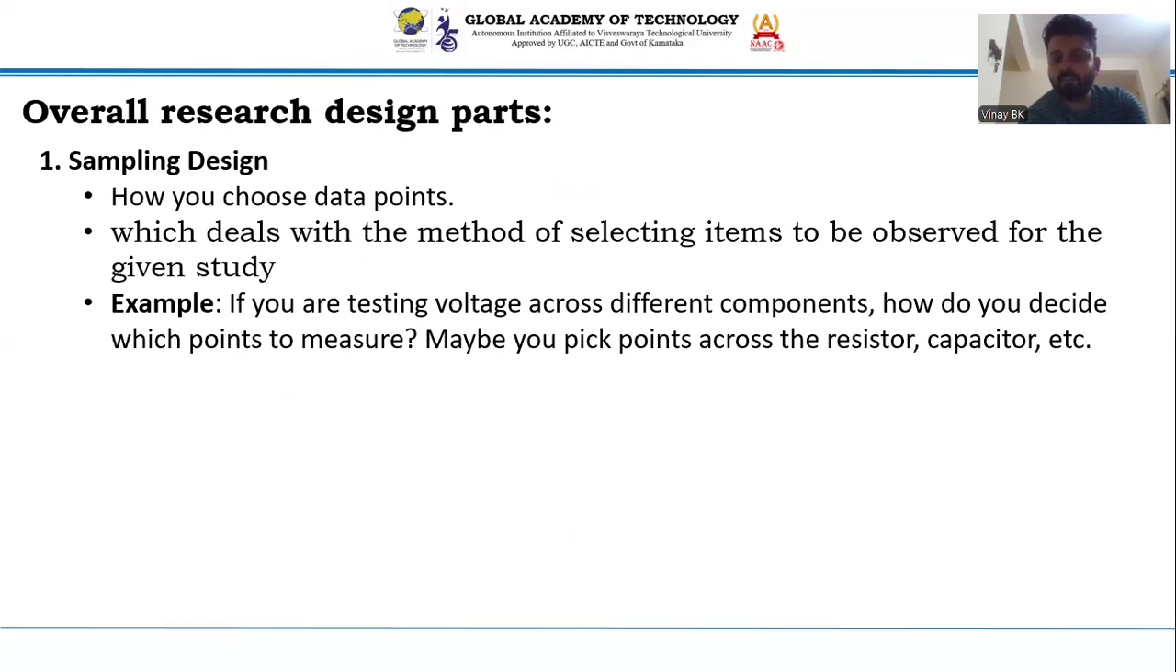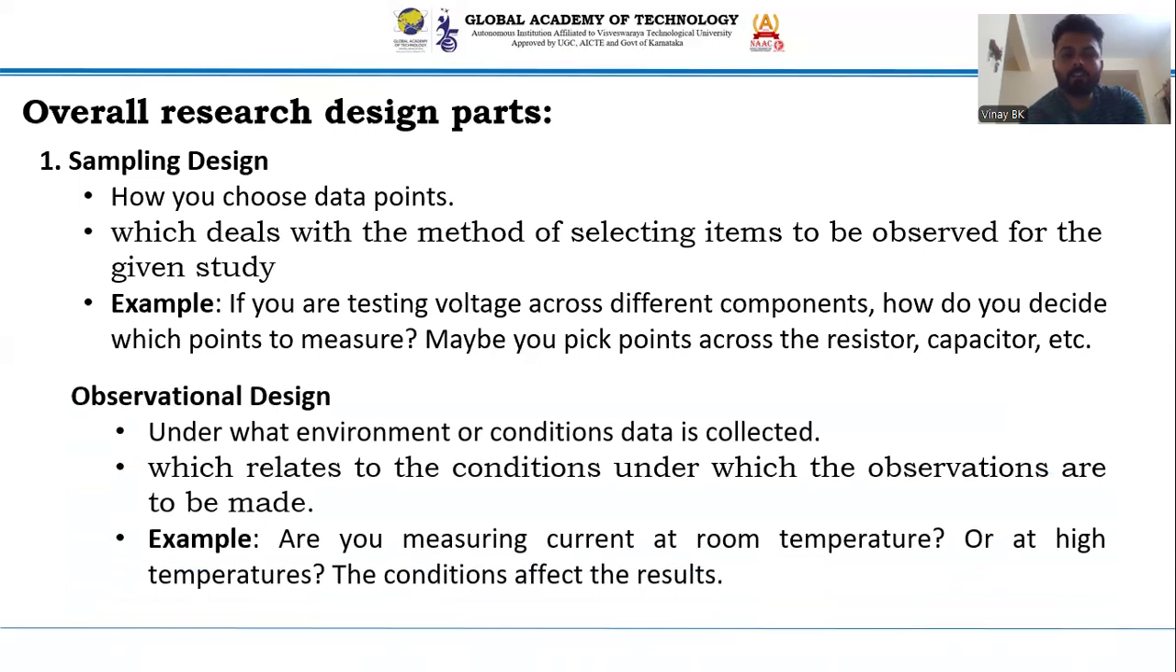For example, if you're testing a voltage across different components, how do you decide which points to be measured? Maybe you pick points across the resistor or capacitor or the load. And the second design part is observational design. The first one, sampling design, is where you choose the data points, that is collecting the data points.